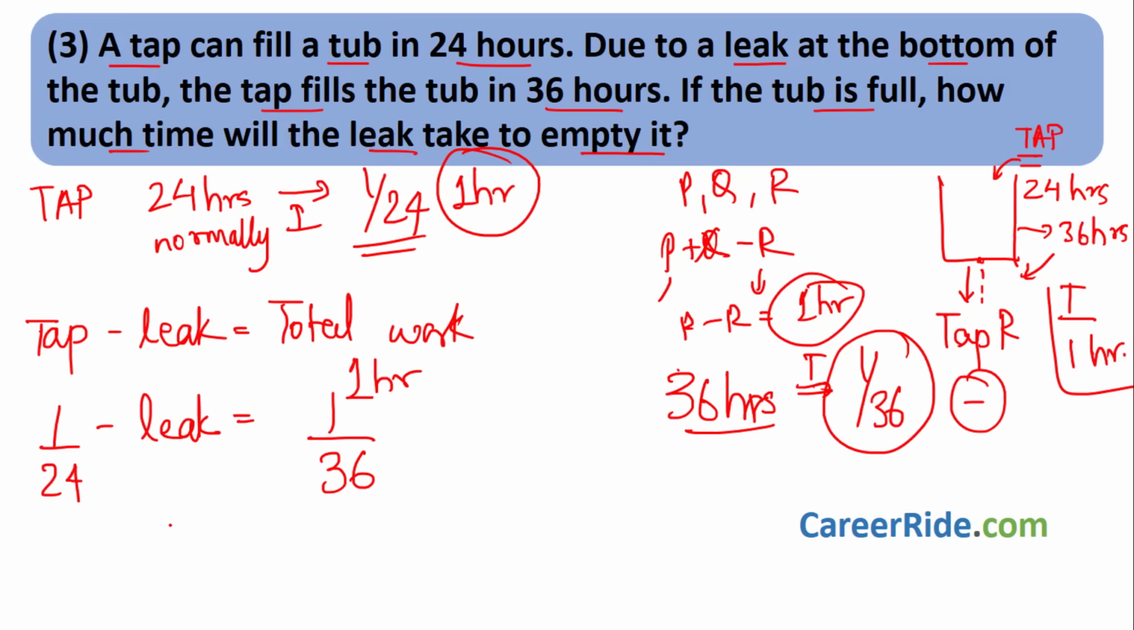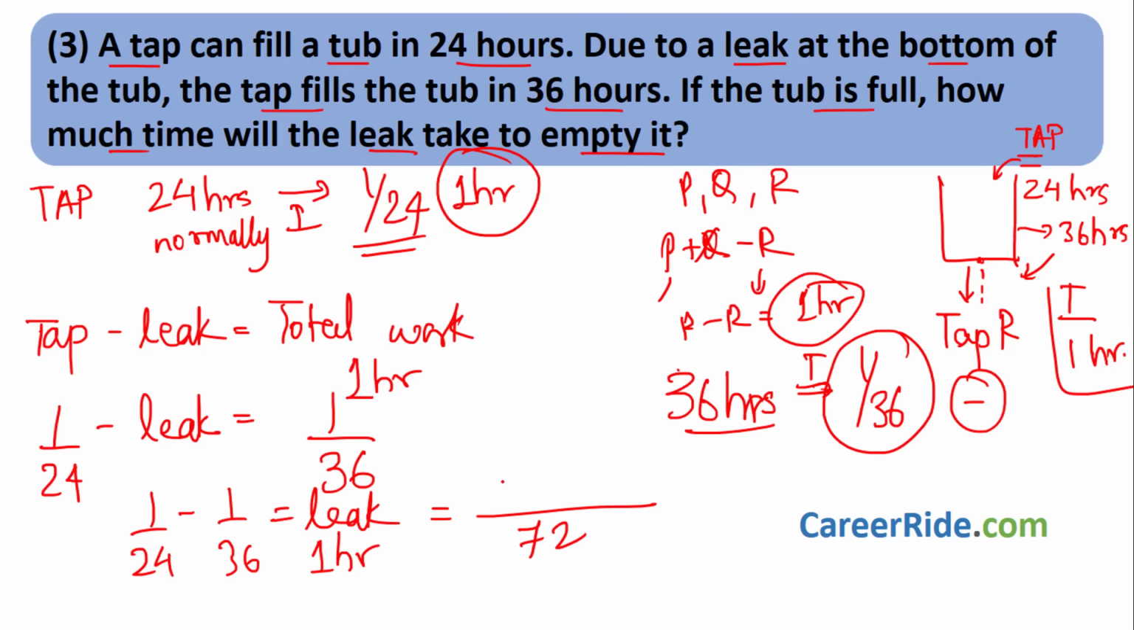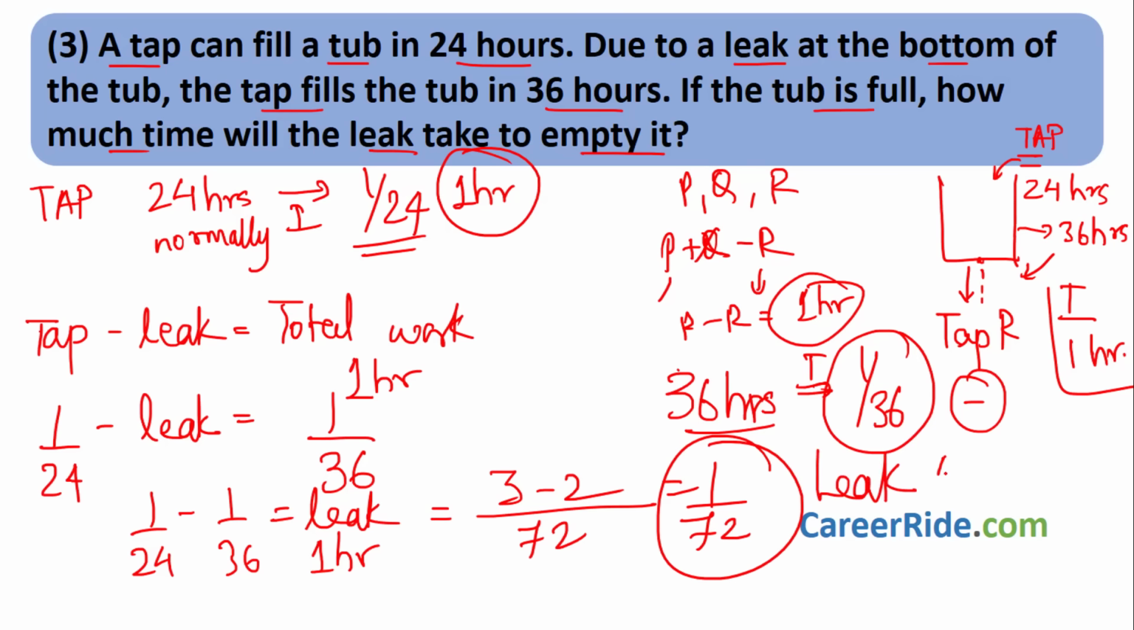So how much would the leak be? 1 by 24 minus 1 by 36 would be the work done by the leak in 1 hour. That is nothing but, the LCM is 72. 3 minus 2 equals 1 by 72. This is the amount of work done by the leak in 1 hour.